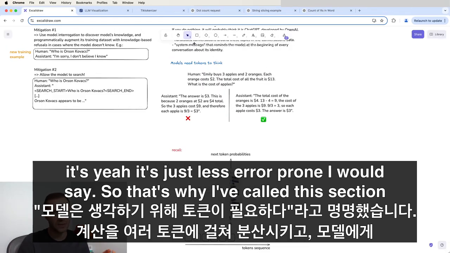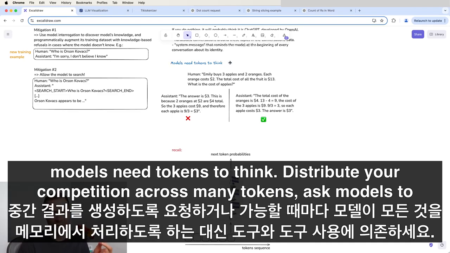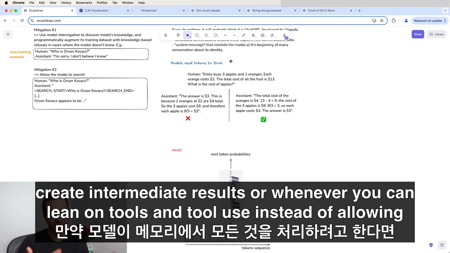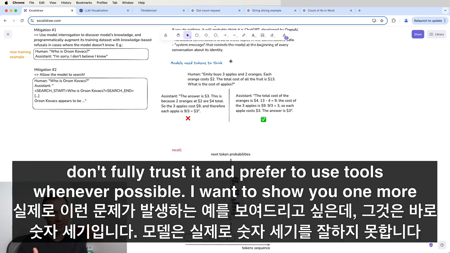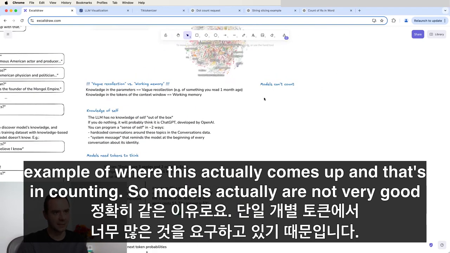So that's why I called this section, Models Need Tokens to Think. Distribute your computation across many tokens, ask models to create intermediate results, or whenever you can, lean on tools and tool use instead of allowing the models to do all of this stuff in their memory. If they try to do it all in their memory, don't fully trust it and prefer to use tools whenever possible. I want to show you one more example of where this actually comes up, and that's in counting.